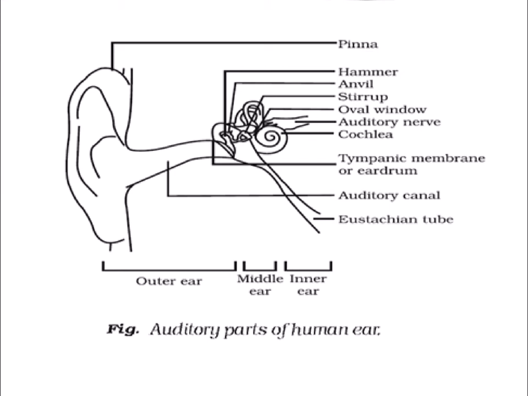And in the inner part there are again two parts: the oval window, which helps us to balance ourselves during dancing, during running. We are not falling on the ground because of this balancing system from this oval window. And lastly, there is a part known as cochlea, which is very important because the pressure variation is converted into electrical signal by this cochlea, and these electrical signals will be sent to the brain via the auditory nerve.